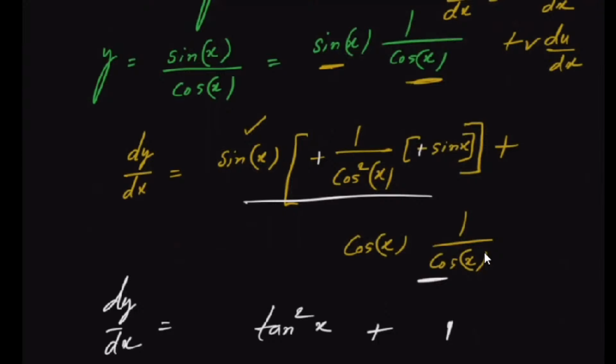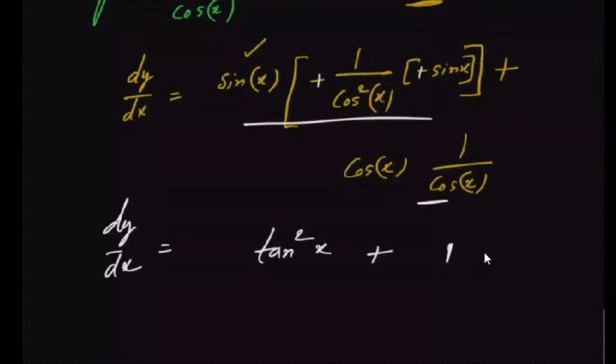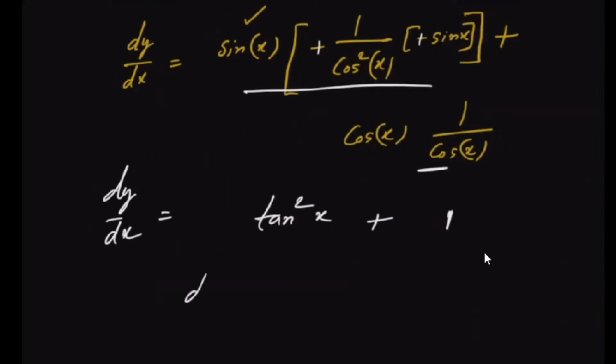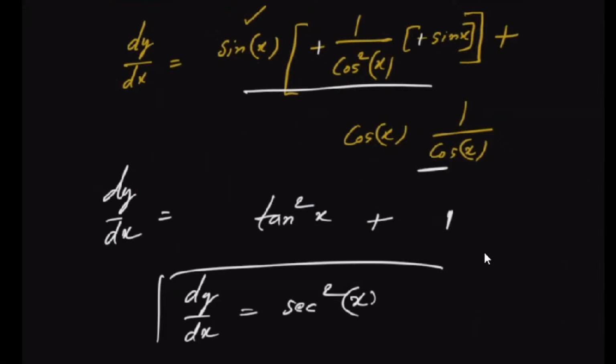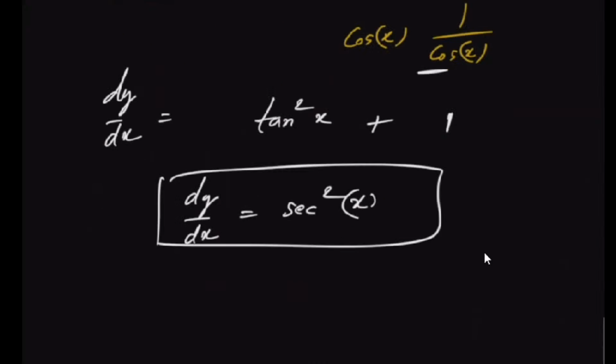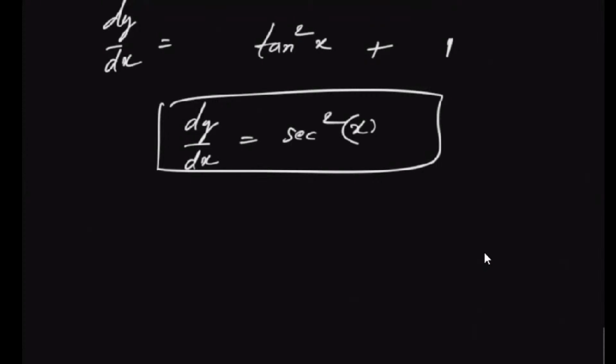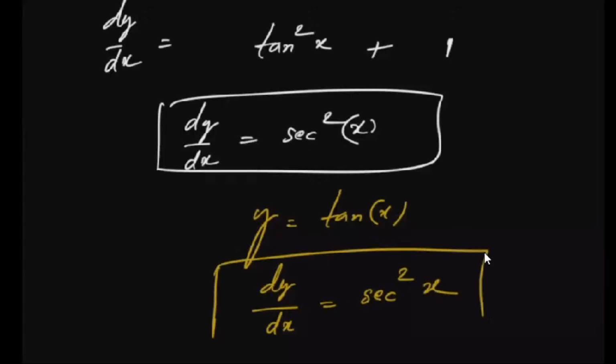But we already know the identity. What is 1 plus tan square x? It is secant square x, correct? So what is the conclusion? Our question was this: if y was equal to tan x, what is dy by dx? So dy by dx is secant square x, correct?